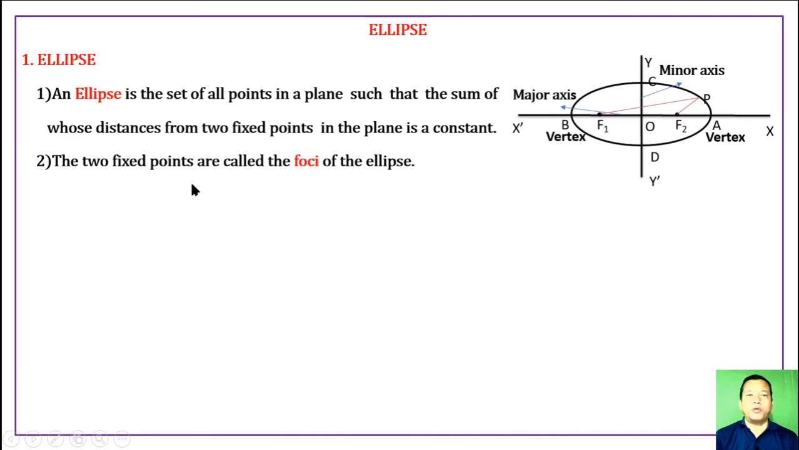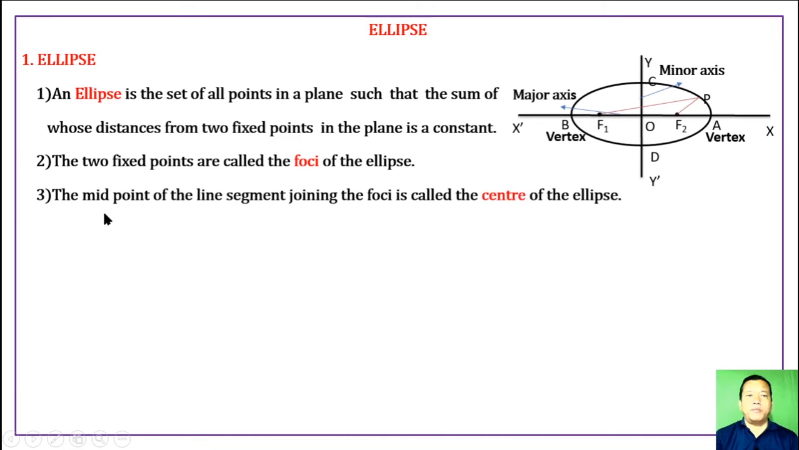The two fixed points are called the foci of the ellipse, which are F1 and F2. The midpoint of the line segment joining the foci is called the center of the ellipse.